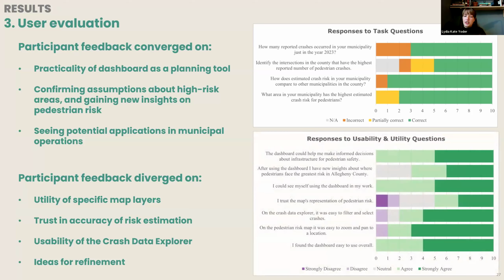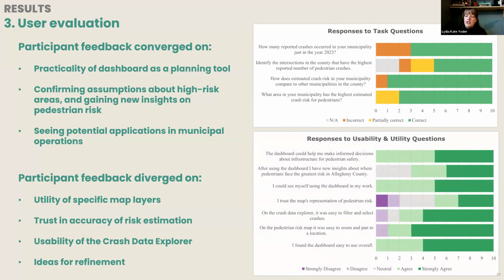On the Likert scale questions, users overwhelmingly responded positively. All respondents agreed or strongly agreed that the dashboard could help them make informed decisions about infrastructure for pedestrian safety, that they could see themselves using the dashboard in their work, and that they found the dashboard easy to use overall. 7 out of 10 participants agreed or strongly agreed that the dashboard gave them new insights about where pedestrians face the greatest risk in Allegheny County, and 3 were neutral.